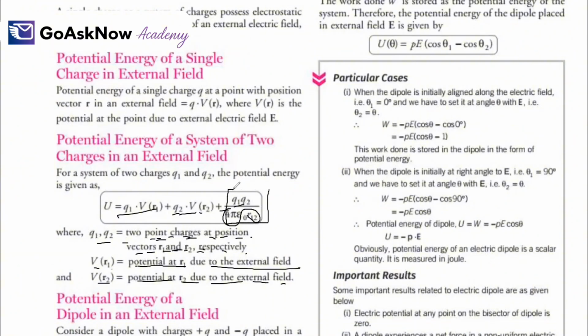This is due to the configuration of two charges in the external field, and this is the position of these charges in the external field. So the summation of this will give the potential energy of a system of two point charges in an external field. Okay, let's move further and see what is the next thing.